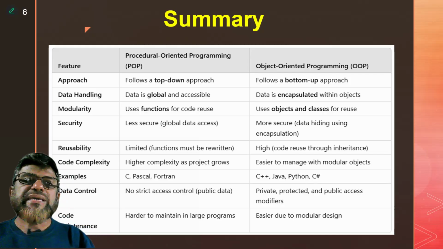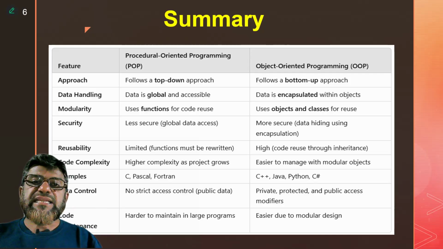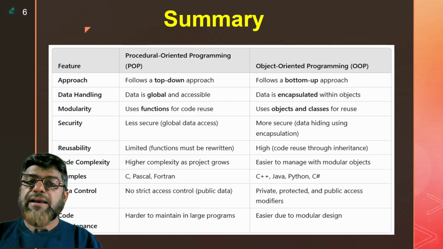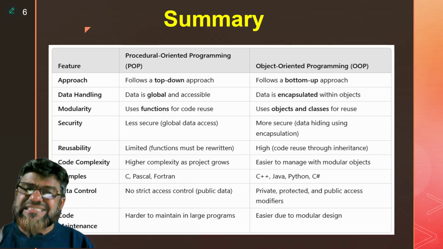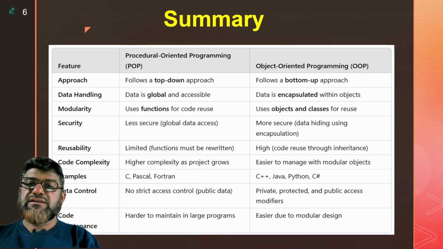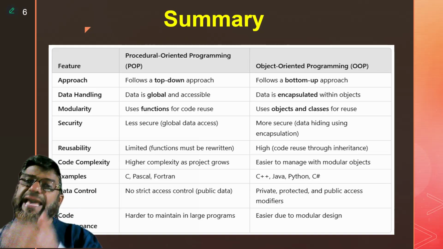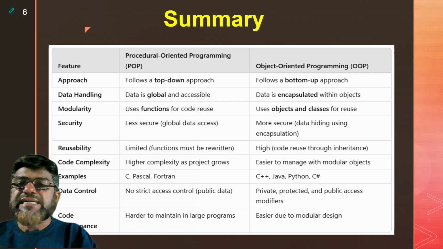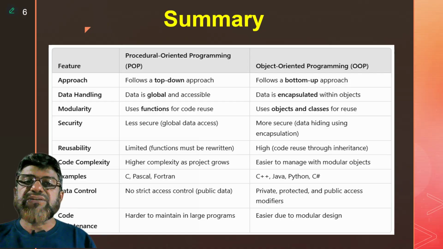Next, how we can handle the data. Basically, in POP, data is handled by procedures, and global data is accessible. Any data we can declare and access globally, but we cannot put restrictions on it, so by accident anyone can access this data. In OOP we have the facility to make encapsulated data within the object and class, bringing it onto one platform.